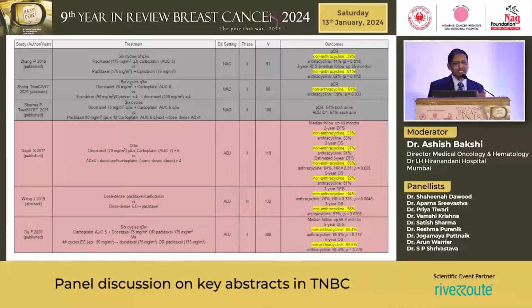Correct. So on the table you can see both the neoadjuvant data with carboplatin as well as the adjuvant studies with carboplatin, and all of these studies have clearly shown that there is an improvement in pathologic CR rates when you add carboplatin. There is an improvement in the event-free survival in the phase 3 study. Disease-free survival and overall survival also is better with the addition of carboplatin.